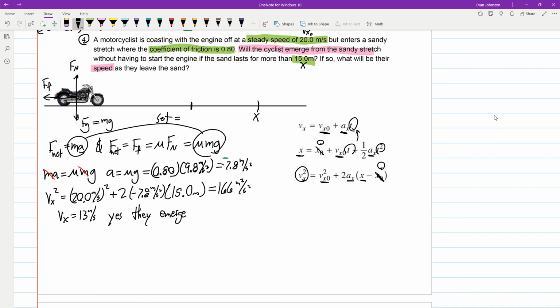Yes, they emerge. Okay, so with that in mind, is there anything else I want to say on this one? Sorry, I'm just thinking to make sure that I haven't missed anything here.